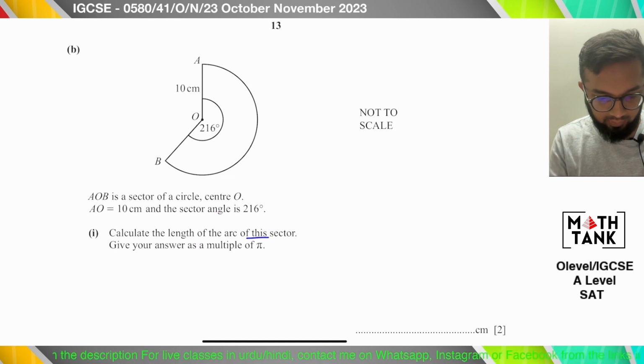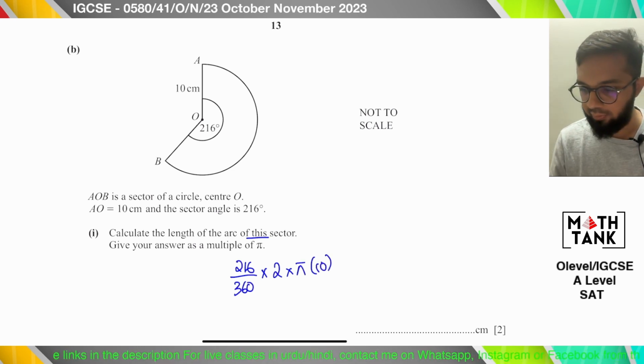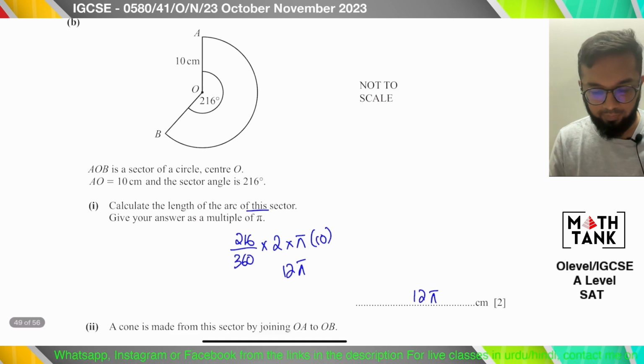AOB is a sector, it's 10 centimeters. It's just simply arc length, so theta over 360 into 2 pi r. So 216 divided by 360 into 2 into 10, that gives me 12 pi. In terms of pi, so that's the answer.